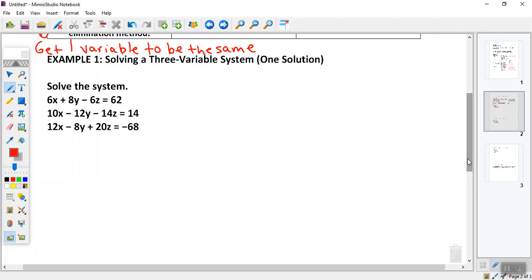Kids, I'm looking at the X's, I'm looking at the Y's, I'm looking at the Z's. The first thing you always ask yourself in a system like this with three variables and three unknowns, ask yourself, do any of those three variables have exactly the same coefficient in front of X, in front of Y, or in front of Z? Take a look at your X's. Are those coefficients exactly the same? 6, 10, and 12? No. How about the Y's? 8, 12, and 8. Are those the same? No. How about the Z's? 6, 14, and 20?